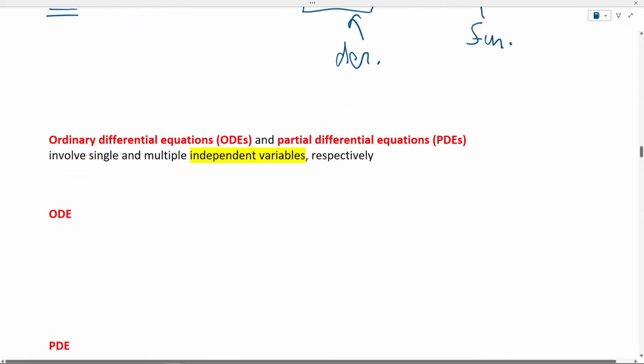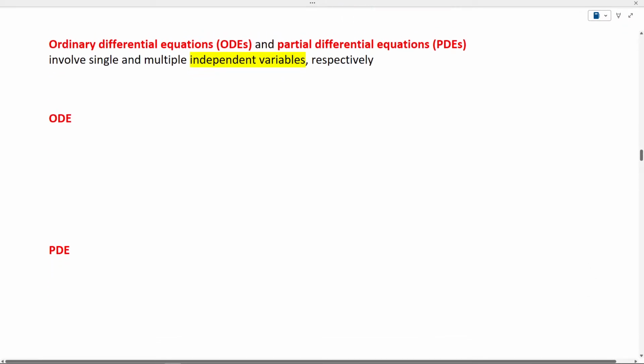Now, you've probably heard this term, ordinary and partial differential equation, ODEs and PDEs. So what is an ODE? Whether you have an ordinary differential equation or a partial differential equation will mainly depend on how many independent variables we have. Let me show you an example.